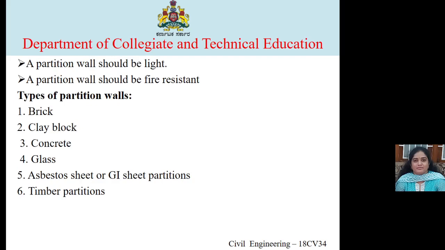There are other types of partition wall also, that is clay block. Sometimes locally made clay blocks are also used for the construction of partition walls. Not only burnt brick, they also serve the purpose as partition walls. And the concrete one is actually a reinforced one. A thin reinforced wall, you can make like 100 mm thick walls also.